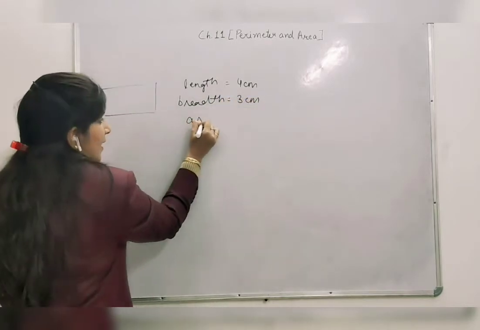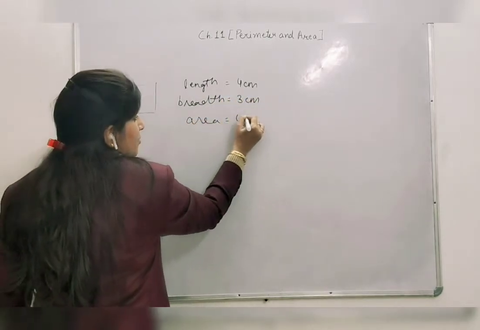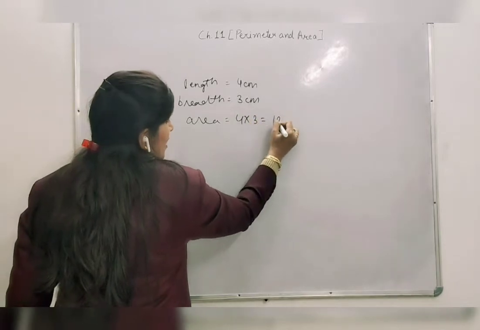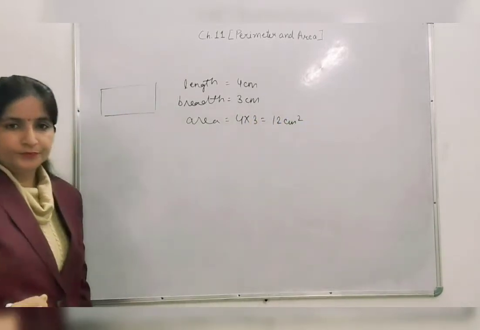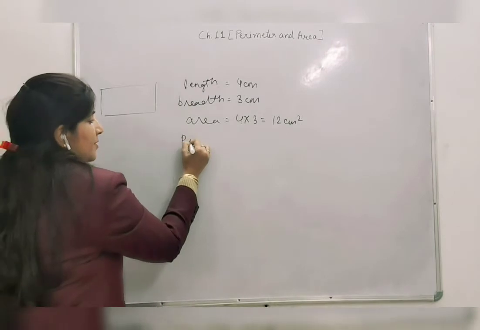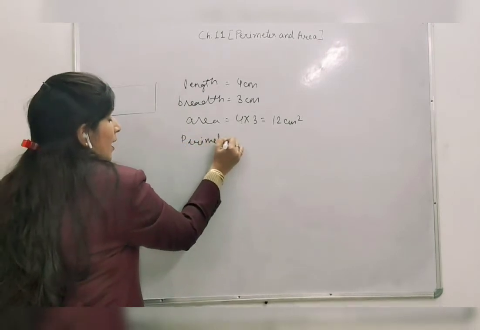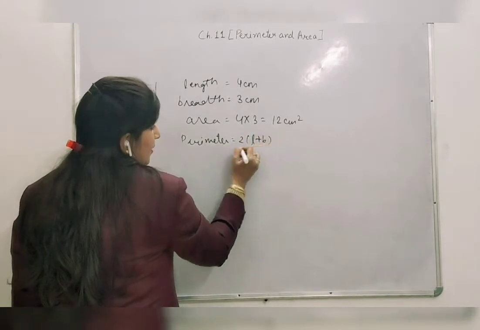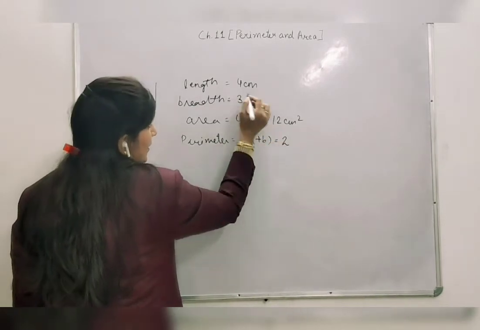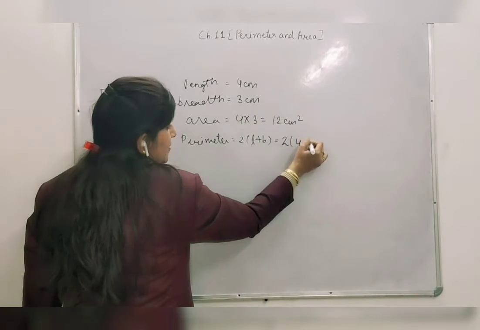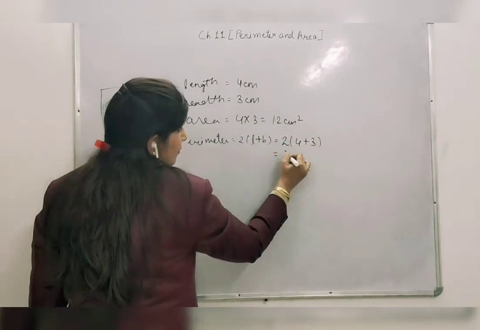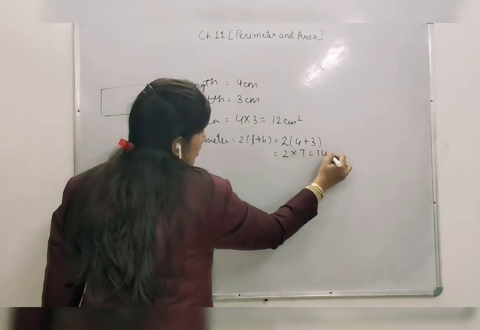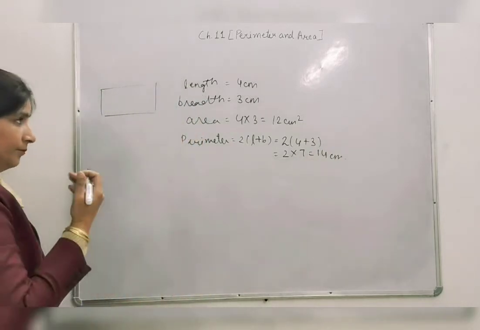So what will be the area here? 4 into 3, 12 centimeter square. Fine. Now what is the perimeter? Here the perimeter, the same formula, 2 into L plus B. So 2, length is 4, breadth is 3. That is 14 centimeter. Fine.